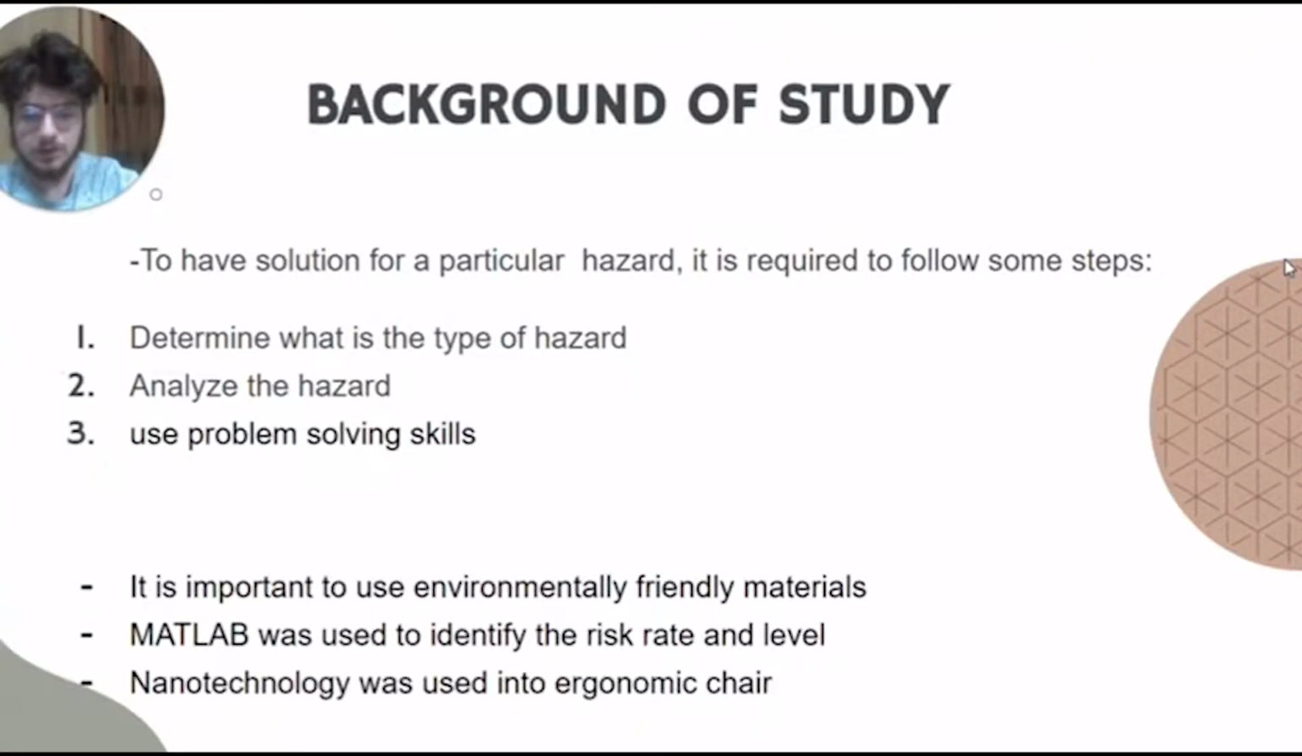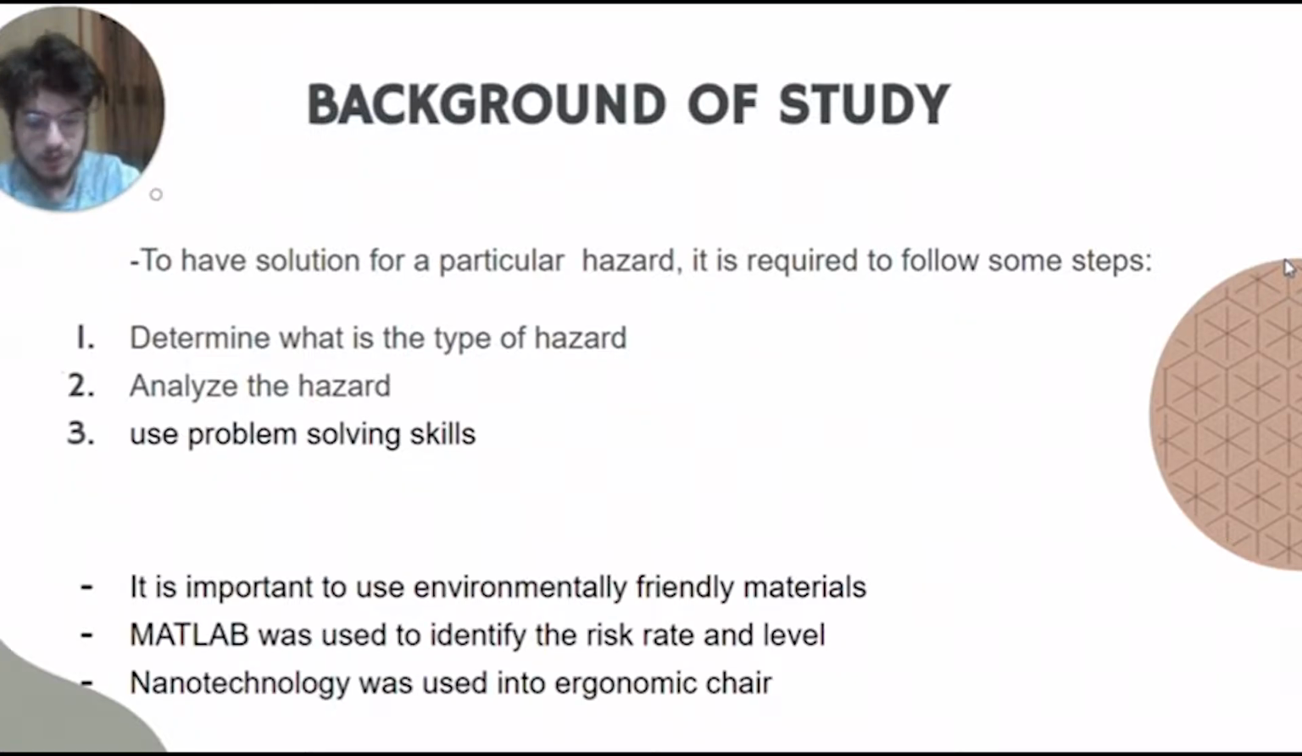Alright, for the background of study, there are four main points that we have done in the report. First of all, it's important to make a small plan on how to create a solution for a particular hazard. The first step is to determine which category this hazard is in. Is it a biological, chemical, or ergonomic hazard? The next step is to analyze the hazard by determining its main source. Lastly, use problem-solving skills to create a smart solution which doesn't cost a lot and can minimize the hazard. Of course, it's important to use environmentally friendly materials that do not cause any harm to the environment.